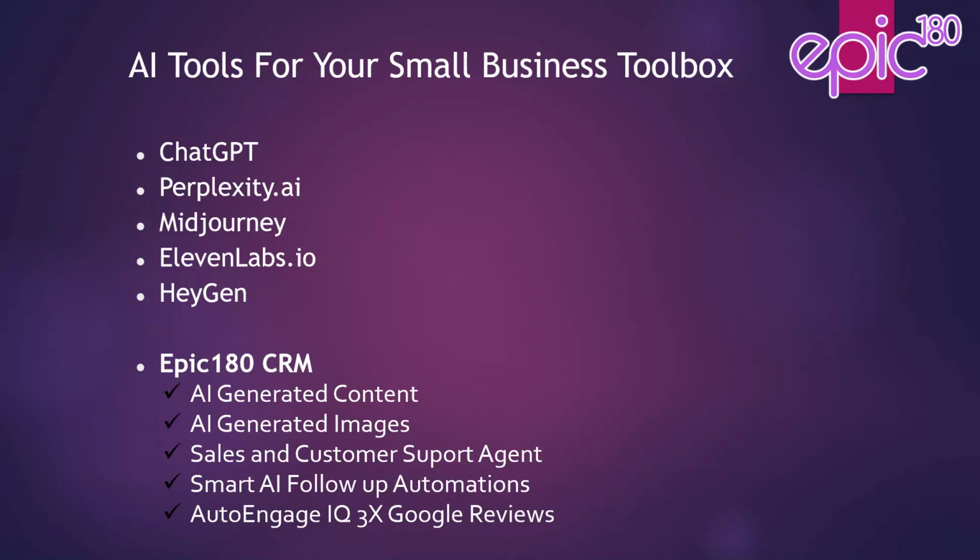And we have our own Epic 180 CRM where we have social media content generation, we have AI text, AI images, we have our customer support and sales agents that I mentioned earlier. We can create smart AI automations in the flow. That's the part where you're using it as a VA. We have this Auto Engage IQ that increases the number of Google reviews you get from your customers, and that also helps you to show up higher on Google. So our CRM has a lot of that built in, but it's not about that today. We're going to talk about the other tools.